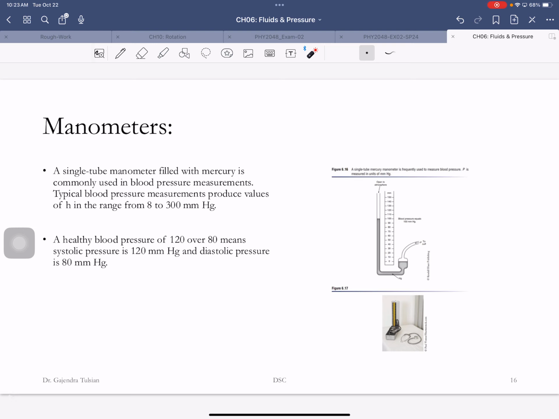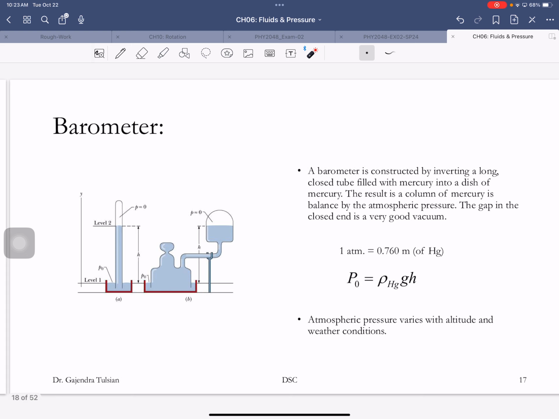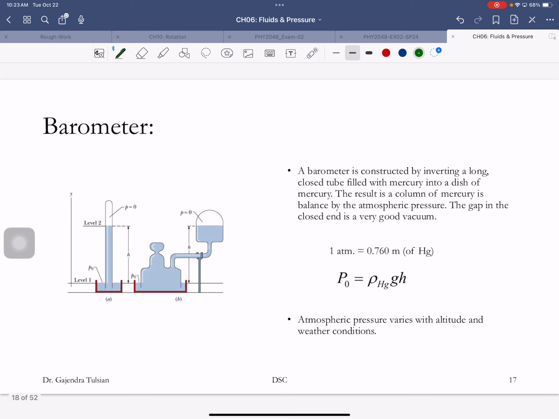Okay, so you will come across these two words, manometer and barometer. A manometer is what's used to measure blood pressure, and a manometer gives you the gauge pressure. It gives you the actual pressure minus the atmospheric pressure. A barometer gives you the actual pressure.